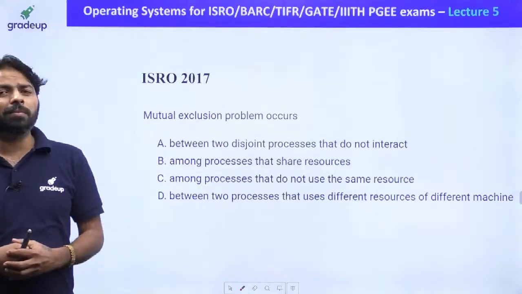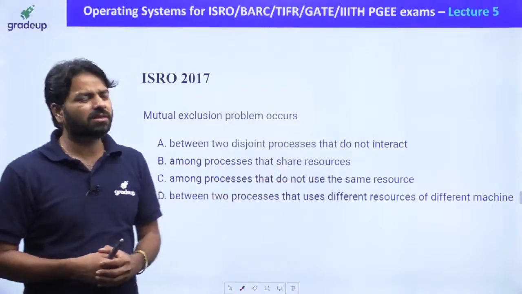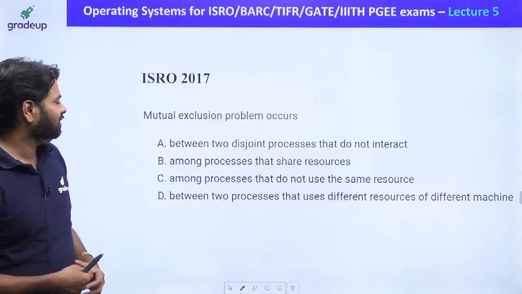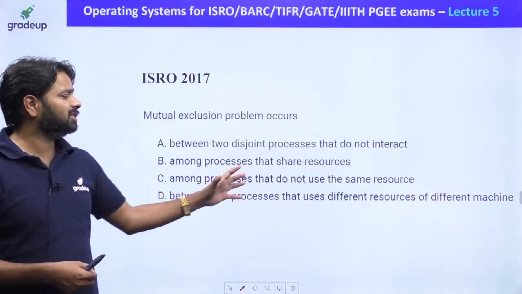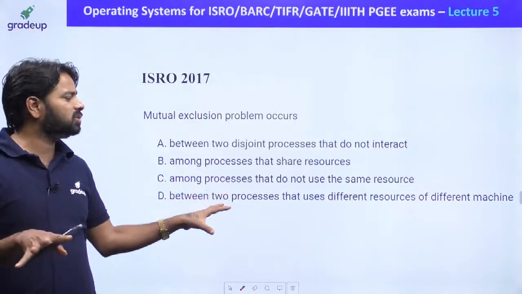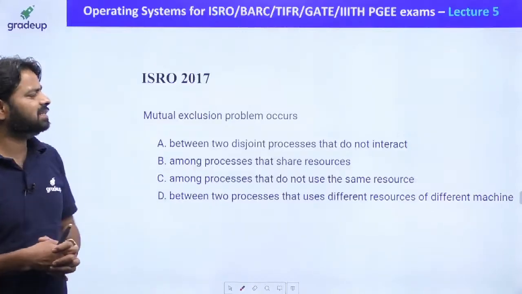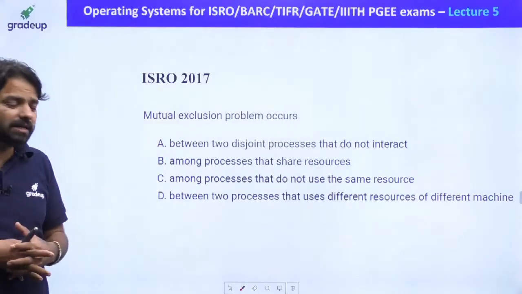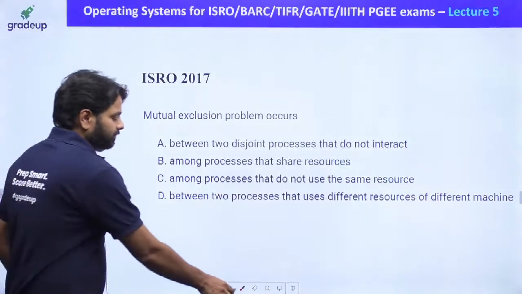Mutual exclusion problem occurs when? Is it between two disjoint processes that do not interact in anything? Among processes that share common resources? Among processes that do not use the same resource? Or between two processes that use different resources? It's a very, very simple one. Did you see how easy the questions were coming in ISRO?